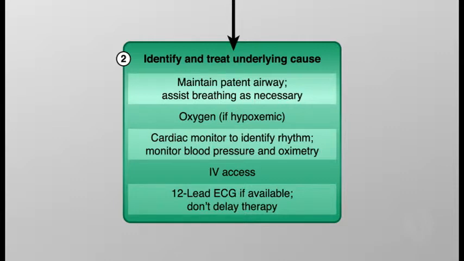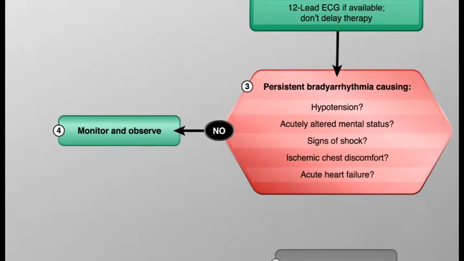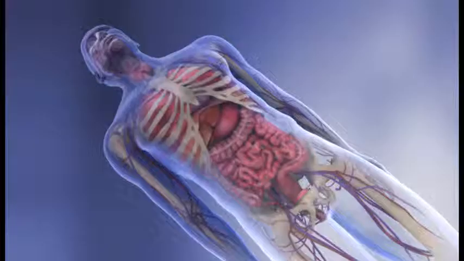ECG if available. The primary decision point in the algorithm is determining whether the bradycardia is causing the patient's signs and symptoms or some other illness is causing the bradycardia. These symptoms include hypotension, acutely altered mental status, signs of shock, ischemic chest discomfort, and acute heart failure. If the patient has adequate perfusion, observe and monitor. If the patient has poor perfusion, administer atropine.